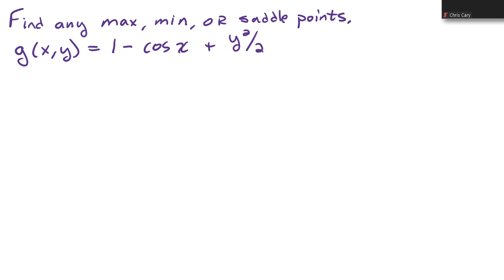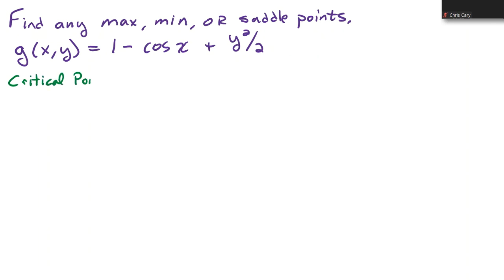All right, let's take a look at another max-min saddle point problem. So here we have this surface, g of x, y equals 1 minus cosine x plus y squared over 2. And we want to see if this has any max-mins or saddle points. So let's try to jump into this without looking at the graph first. What we want to do first is find our critical points.